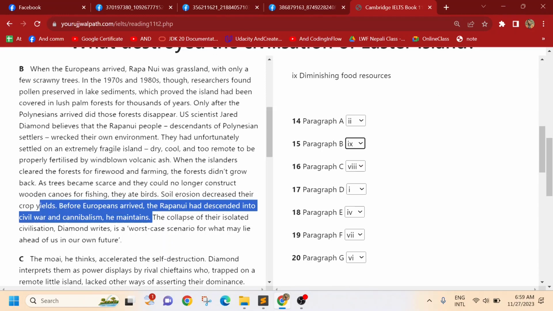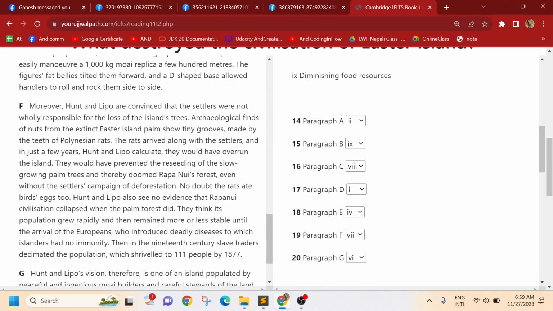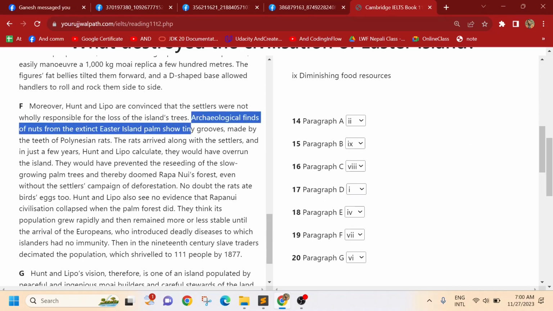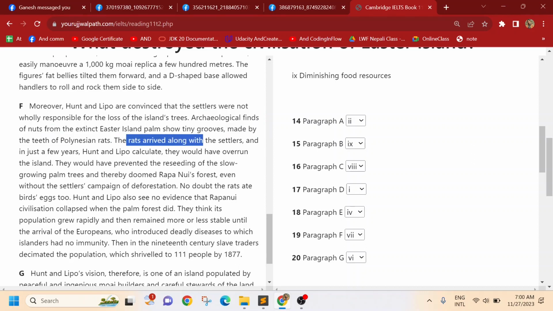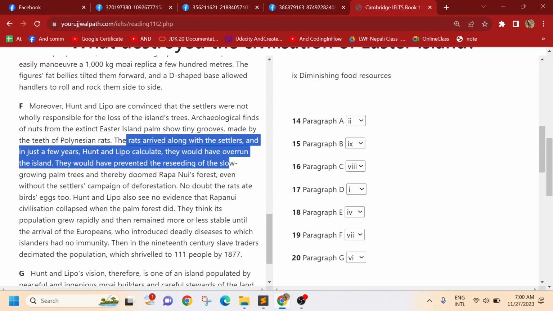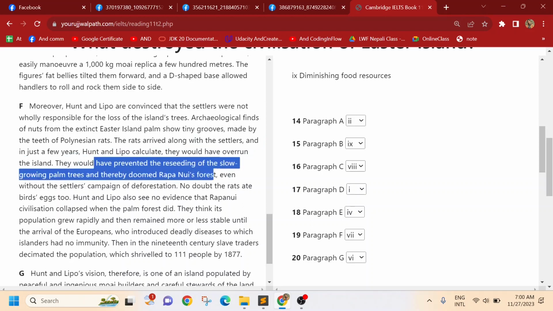And for paragraph F, moreover, Hunt and Lipo convinced that settlers were not wholly responsible, meaning they were partially responsible. Archaeological finds of the nuts from the extinct Easter Island palms show tiny grooves made by teeth of Polynesian rats. The rats arrived along with the settlers, and in just a few years, Hunt and Lipo calculate they would have overrun the island. They would have prevented the reseeding of the slow growing palm trees and thereby doomed Rapa Nui's forest, even without the settlers' campaign of deforestation. No doubt the rats ate birds' eggs too.